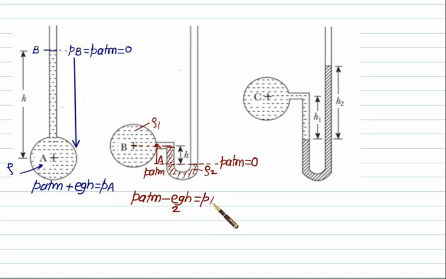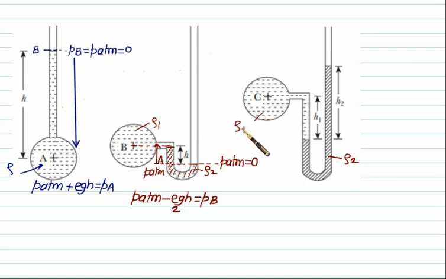Again, we are interested in the absolute pressure, so keep P atmospheric. If you are interested in the gauge pressure, then force the value of P atmospheric equal to 0. Now here we have again the same U-tube manometer, and we have given the two columns here. Let's say this liquid has a density equal to rho 2. Let's say this density is equal to rho 1.